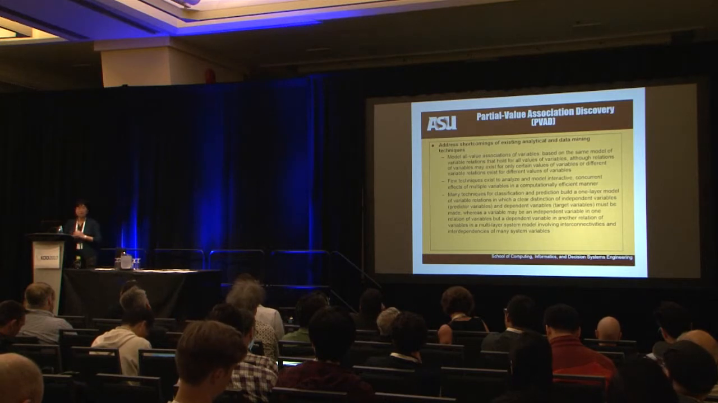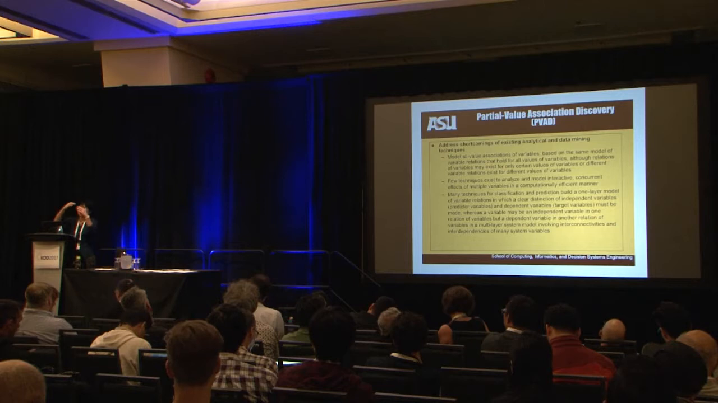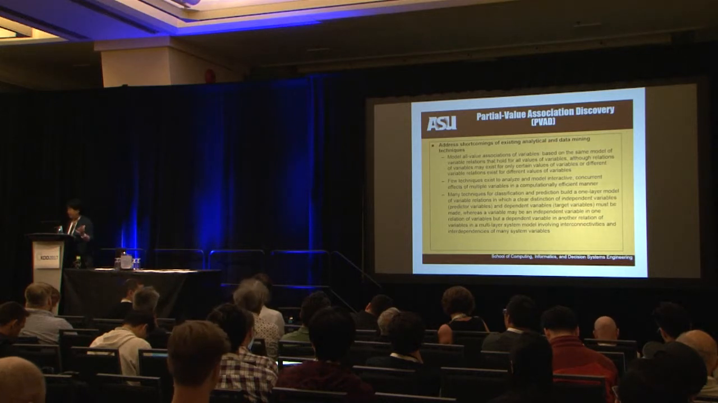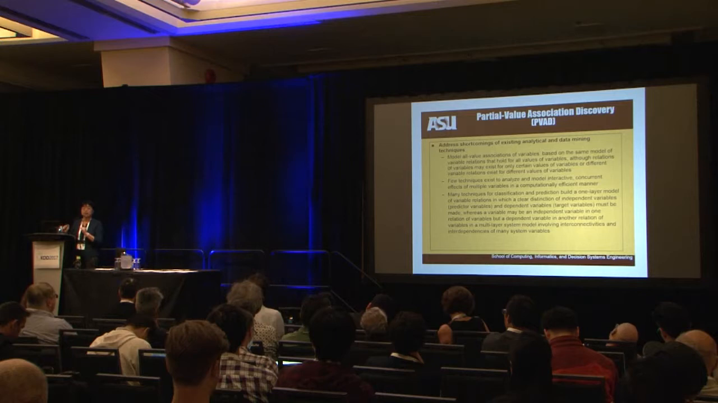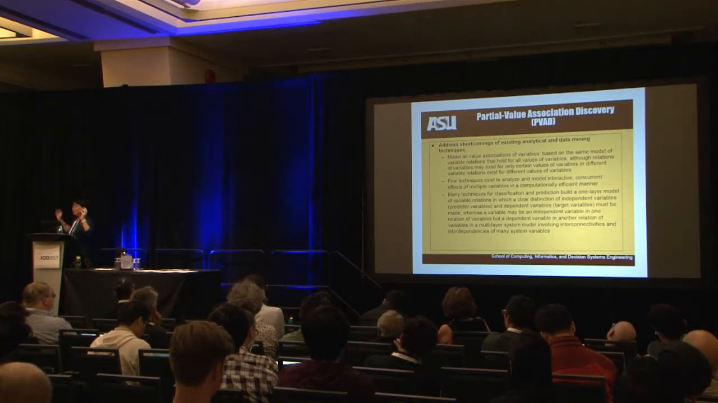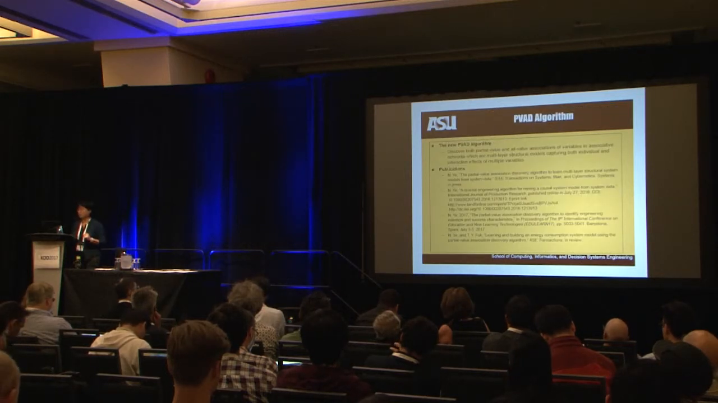Okay, we say we need to have a technique that can detect that we have different relationships for different subspaces of data, or for different ranges of data. That's why we call it partial value association. What we focus on is separating the data range where you have one model from the data range where you maybe have a different type of data model. That's what this algorithm is for.